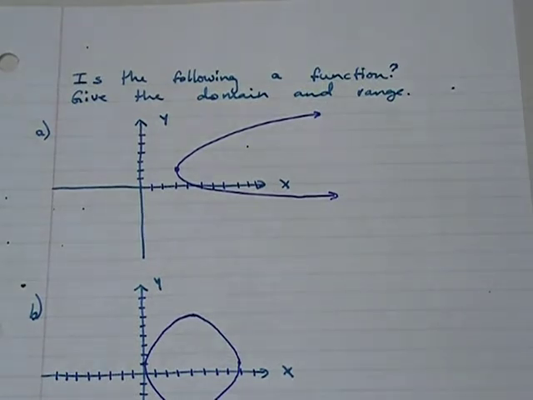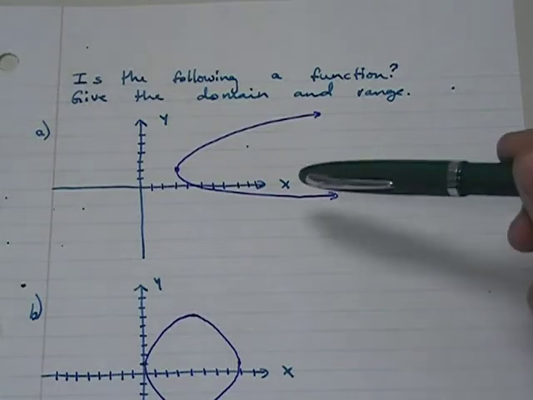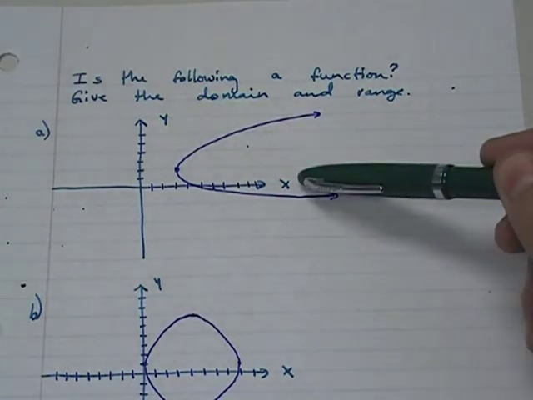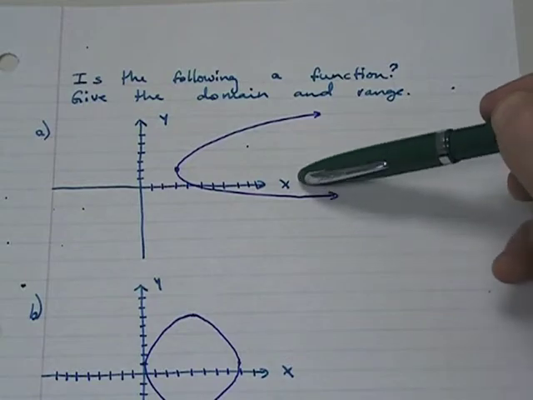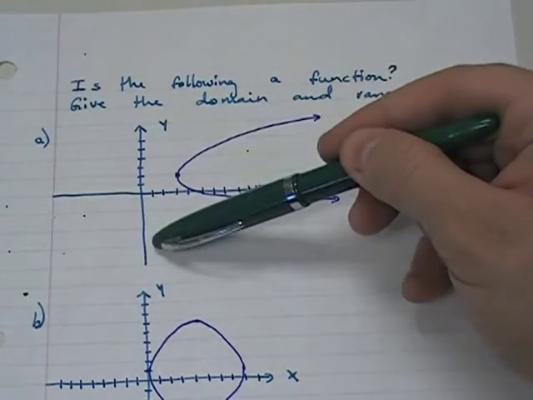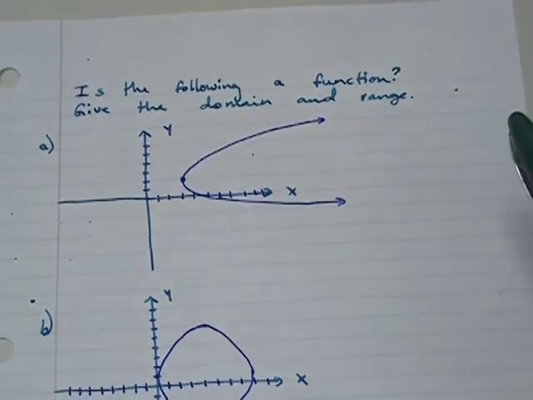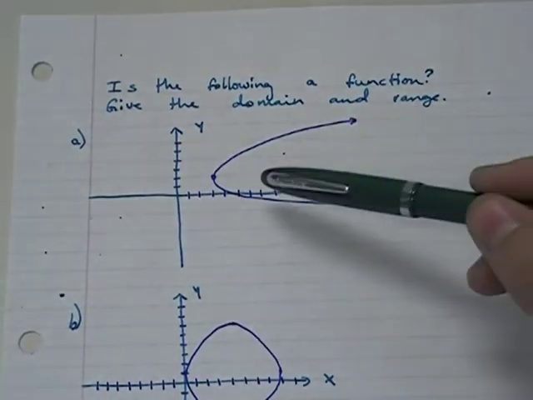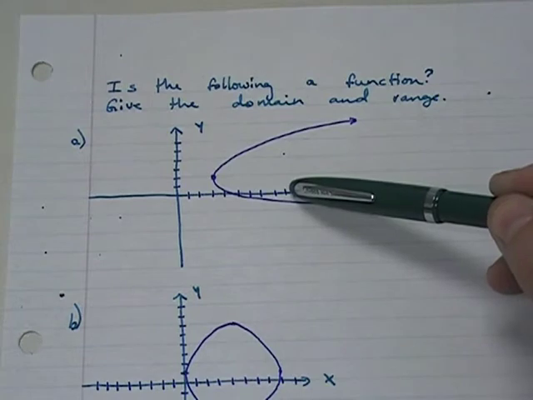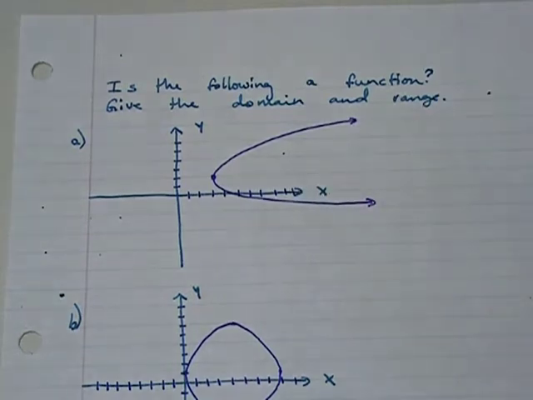Okay? So the definition of a function is that for every member of the domain, which is typically going to be X, your independent variable, there is one and only one member of the range, which will be Y, or your dependent variable. So in other words, for every X that I choose, there's only one Y value. And typically we test these by using the vertical line test. Now, let me explain what that means.